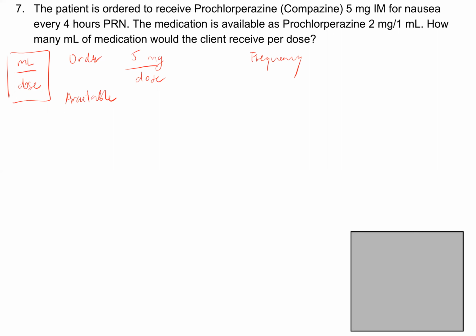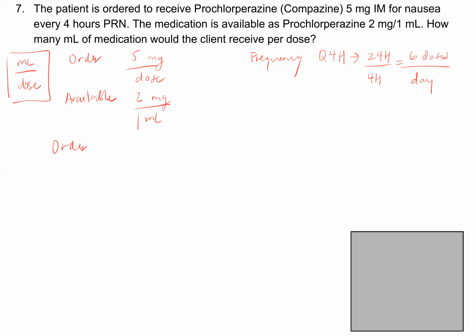Our frequency is Q4 hours. Remember that there are 24 hours in a day. So if you divide it by 4 hours, you'll get 6 doses per day. And that'll be PRN or as needed. As needed means that only when the patient complains of nausea. You do not have to give it every 4 hours. The availability of the medication is 2 milligrams per 1 ml.